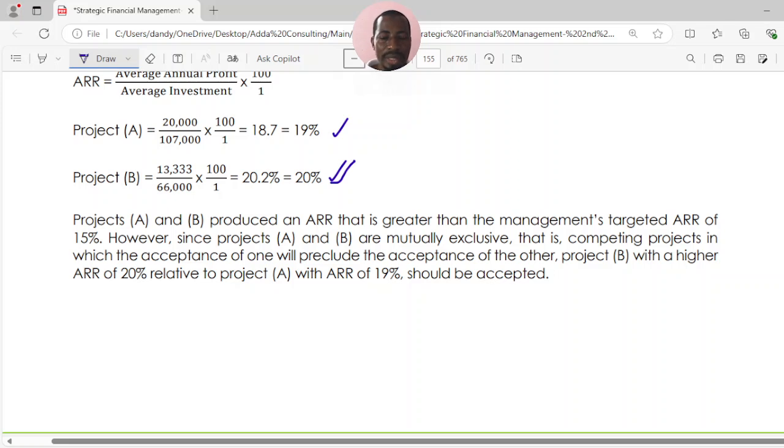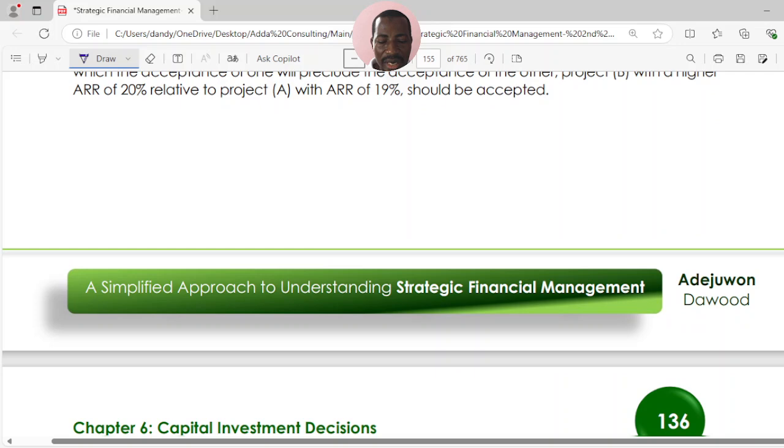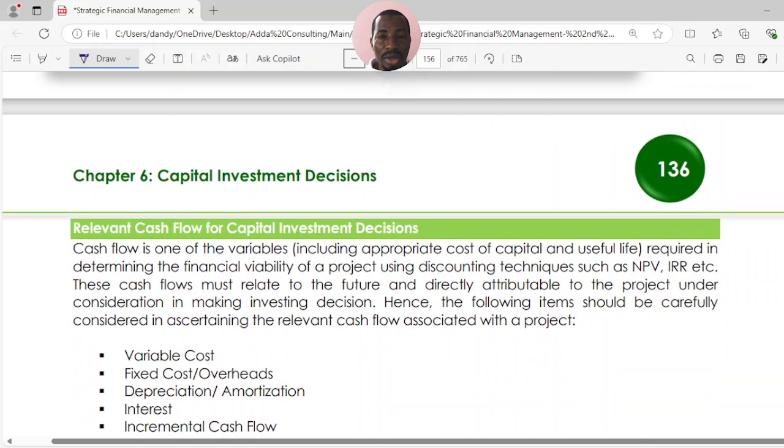What do you understand by relevant cash flows? Because not all cash flows are relevant. So any cash flows that are directly attributable to the project under consideration are relevant. Any cash flows of receipts and payments associated with the project under consideration are relevant. Therefore, how do you identify relevant cash flows in a question?